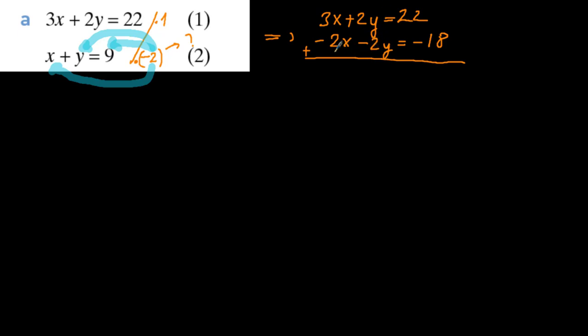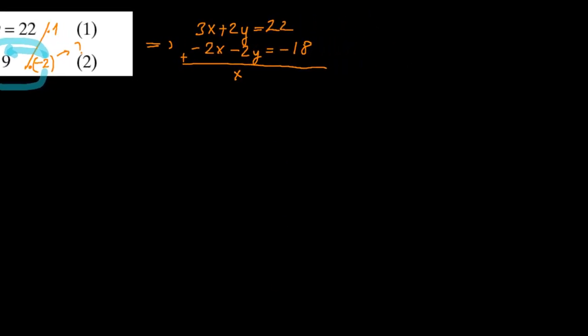If I add side by side, 3x minus 2x is going to be equal to x. 2y and minus 2y are going to be eliminated here, which is equal to 0. And 22 plus minus 18, because the operation is addition, but this has a negative sign, which is equal to 4, it has to be. So directly, as you see, when I multiply the second equation by minus 2, I found in one step the value of x. X is equal to 4.